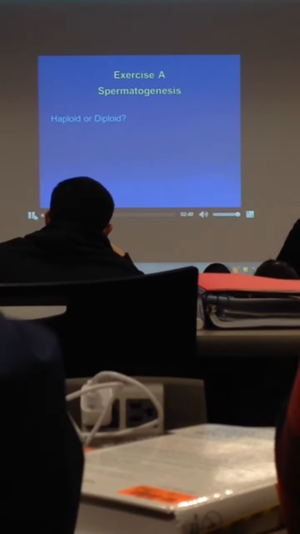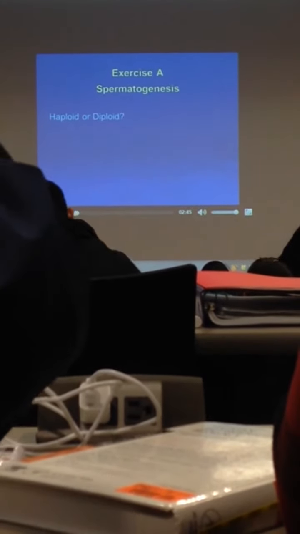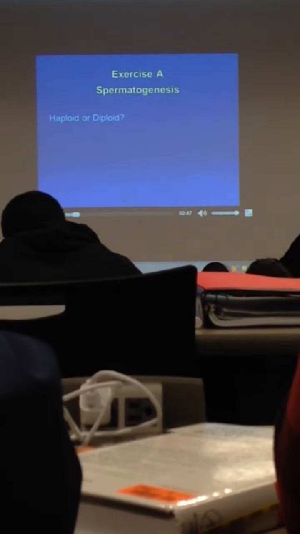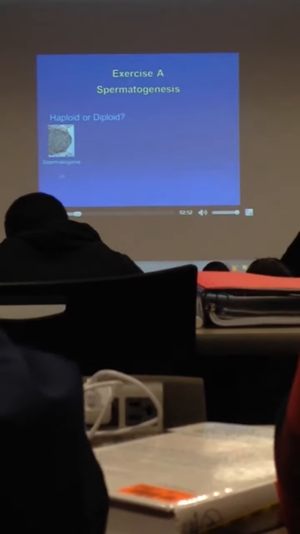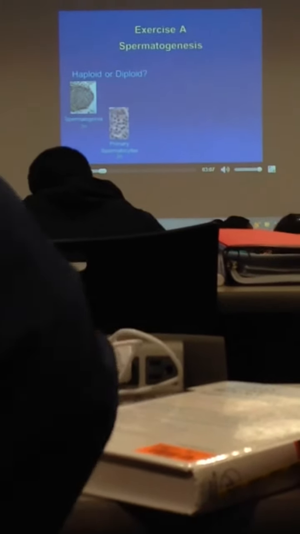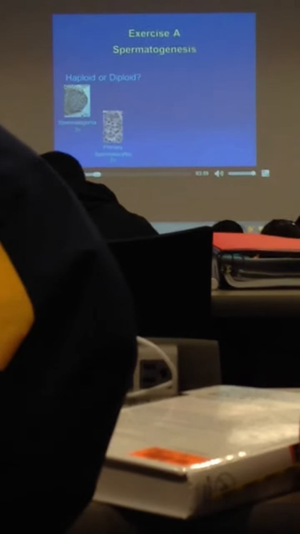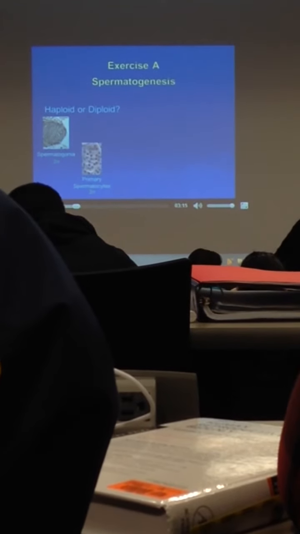Let's take a few moments to review the concept of ploidy by identifying whether each of the following cells is haploid or diploid. Spermatogonia. If you said diploid, you would be correct. Primary spermatocytes. These two are diploid. Remember, spermatogonia enlarge and differentiate to form primary spermatocytes. Meiosis has not yet begun. It is the primary spermatocytes that are destined to divide by meiosis.